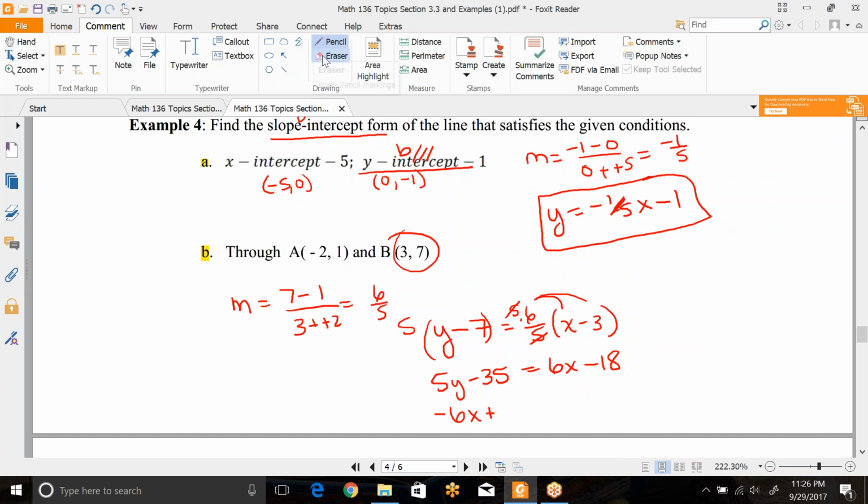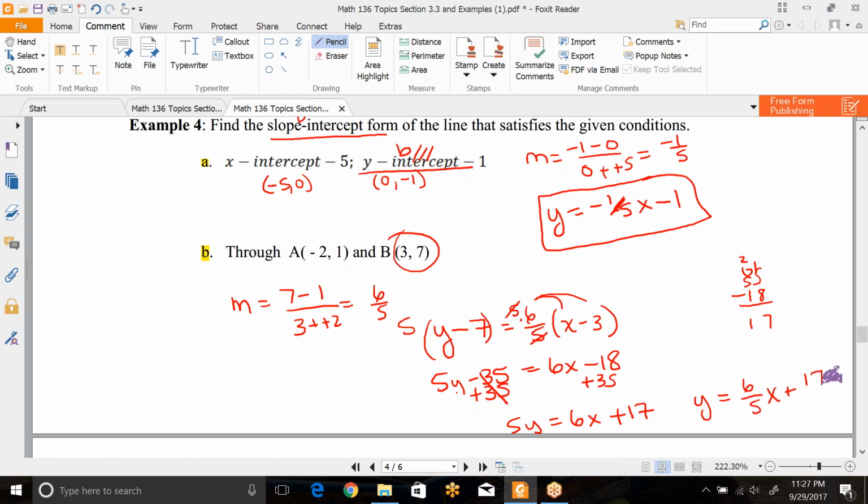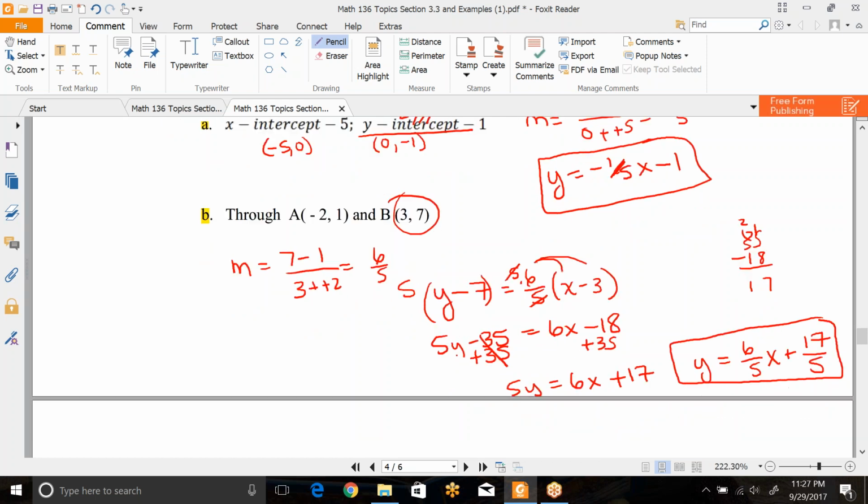Oh no, sorry, we're not doing general form anymore. You get into a habit. We're doing slope-intercept, so we want to get y by itself. So we're going to add 35 over. So 35 minus 18, that would be 17. And it is positive because 35 is bigger than 18. And then we divide everything by 5. And those are as reduced as they're going to get.